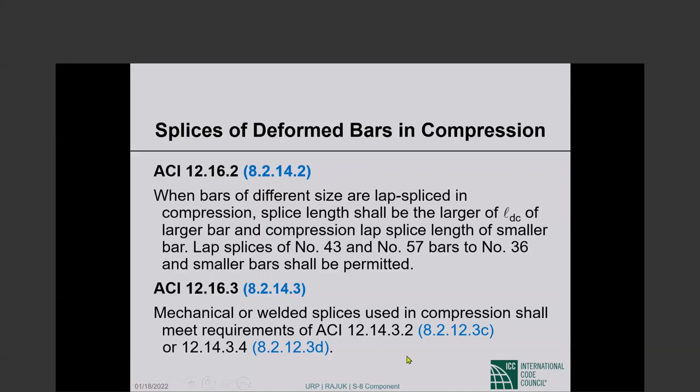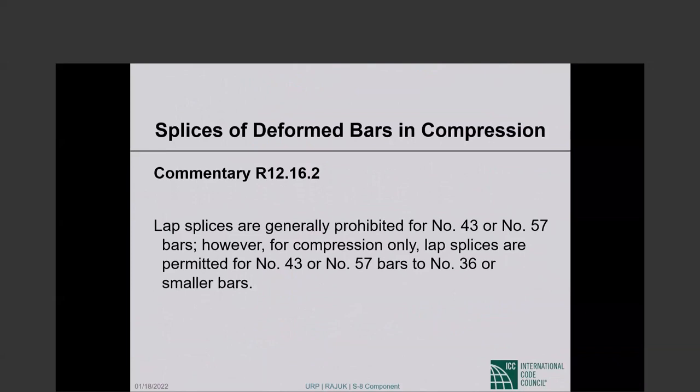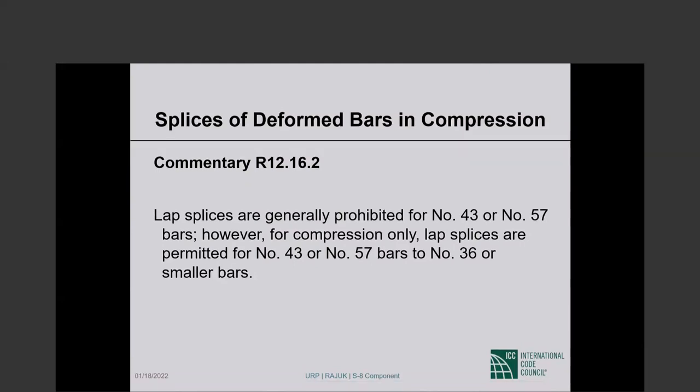Well, the sections are full mechanical and full welded. So mechanical or welded splices used in compression shall be full mechanical splices or full welded splices. That less than full business does not apply. This is commentary. Lap splices are generally prohibited for number 43 and number 57 bars. However, for compression only, lap splices are permitted for number 43 and number 57 to number 36 or smaller bars.